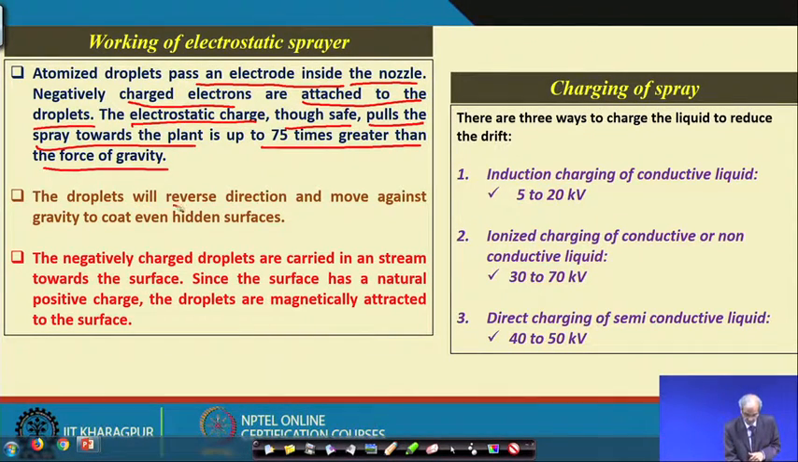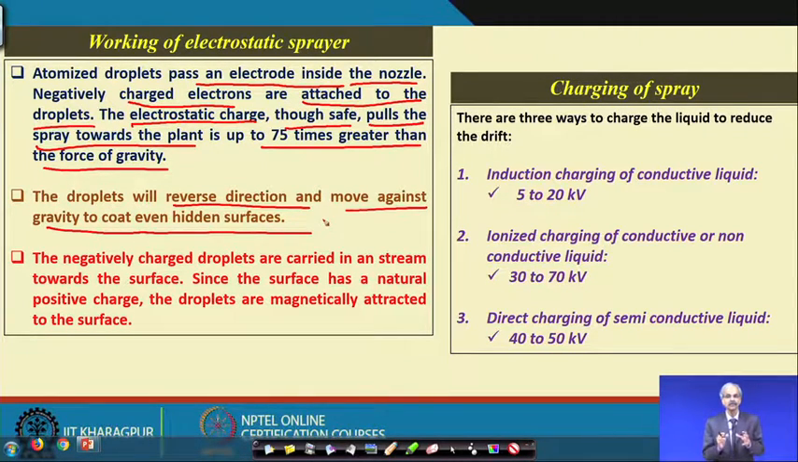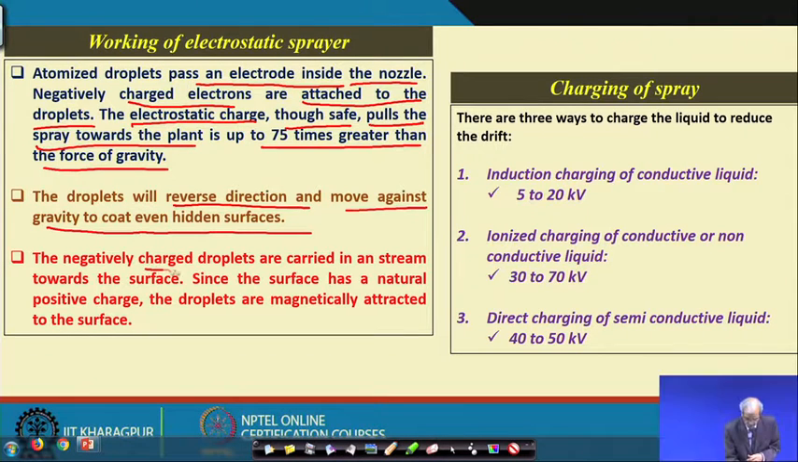The droplets will reverse direction and move against gravity to coat even hidden surfaces. This is important. Many times in the canopy, you will find that insects or pests are underneath the plants, and the chemical does not go up to that location. But this technology helps us get the right deposition at that location. The negatively charged droplets are carried in a stream towards the surface.